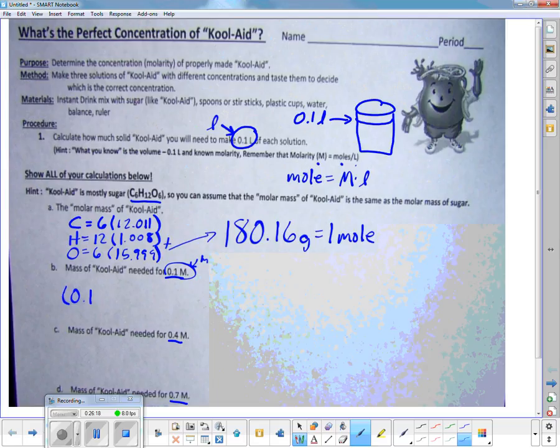So 0.1 molar, and that's what's going to change each time because we're changing the concentration, times 0.1 liters, that is not going to change. And we're going to end up with moles. So 0.1 times 0.1 is what? 0.01, okay? You move the decimal one. Okay, now I've got moles. Oh, wait a minute, up here, I just figured out how many grams are in 1 mole. So I can use that to change. So I'm going to do that.